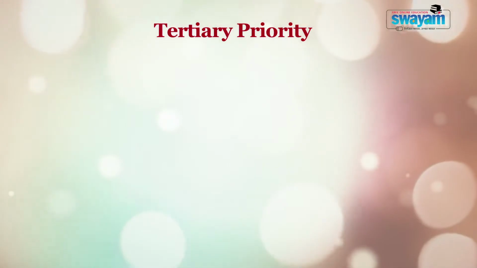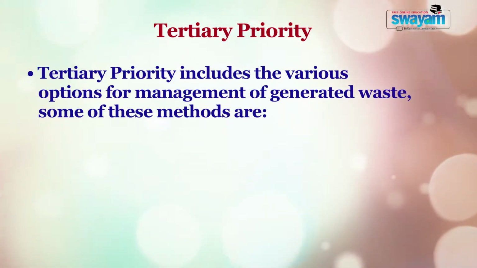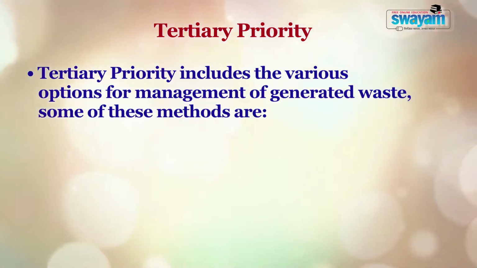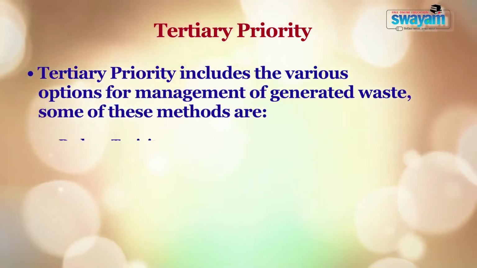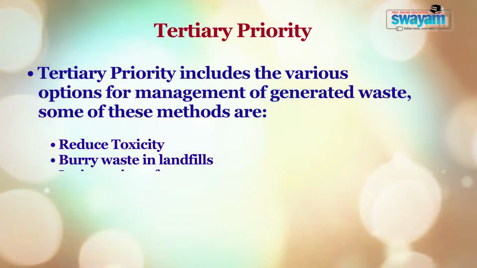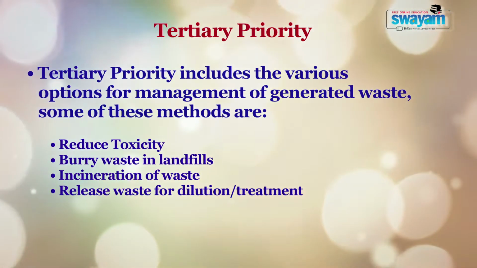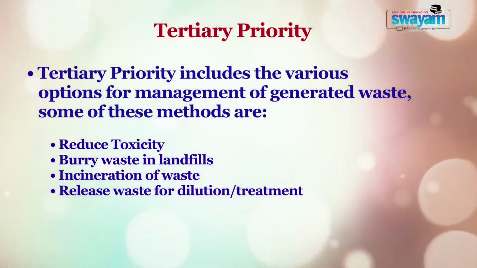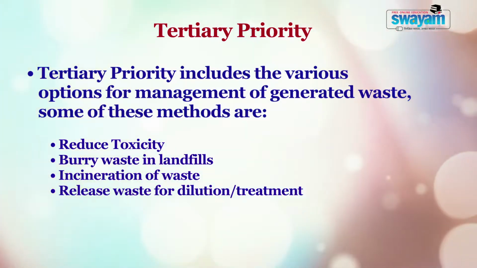Third is the tertiary priority. It mainly includes the various options for management of generated waste. Some of these methods are reduced toxicity, burying the waste in landfills and incineration of the waste. Release of waste after treatment or dilution into the respective agricultural fields.